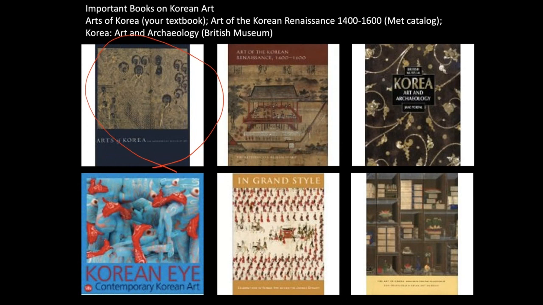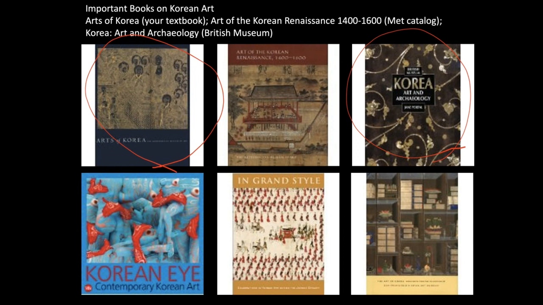There is a new book that just came out. If I get chapters from that new book, I will let you know, and then you can read some chapters from that book as well. If you're interested in a short overview of Korean art, you can buy this book by Jane Portal, Korea: Art and Archaeology. This is discontinued, but it is about 200 pages and a nice, concise overview of Korean art.